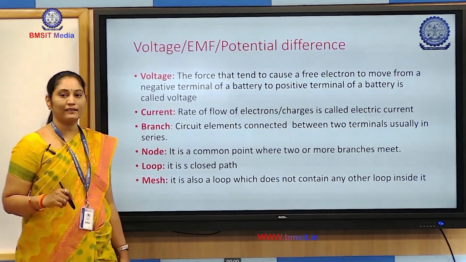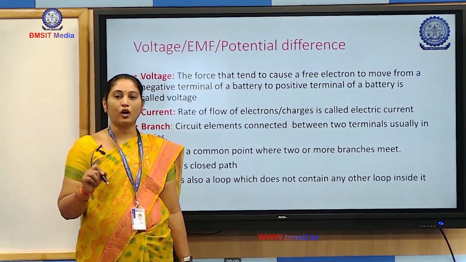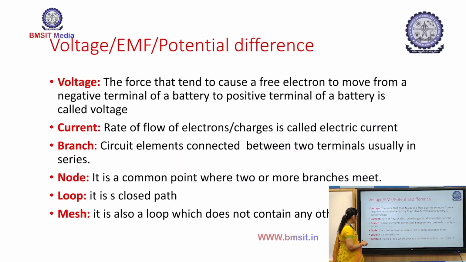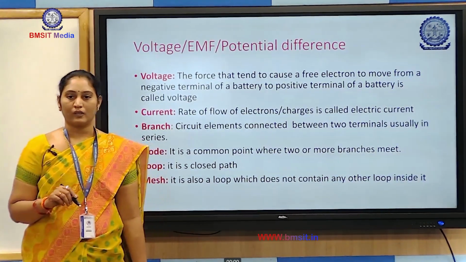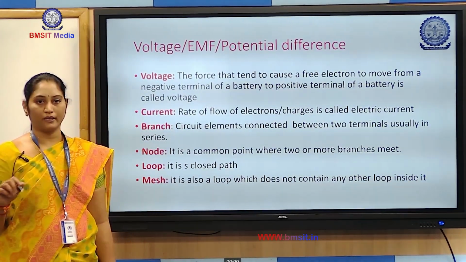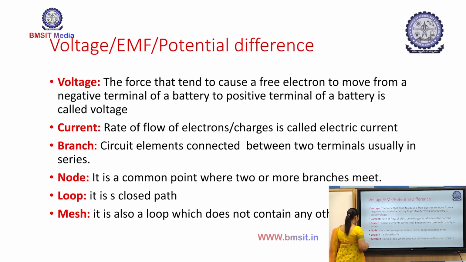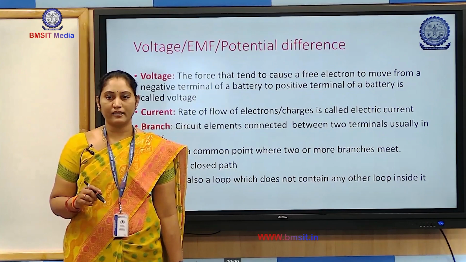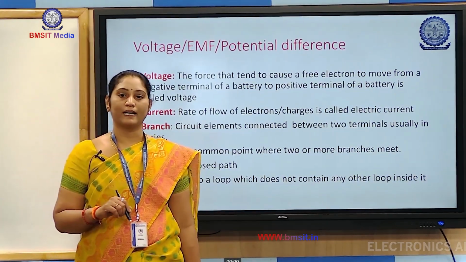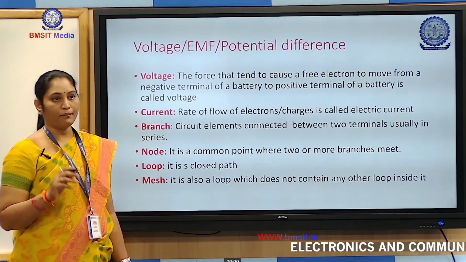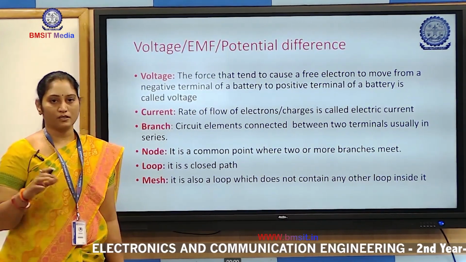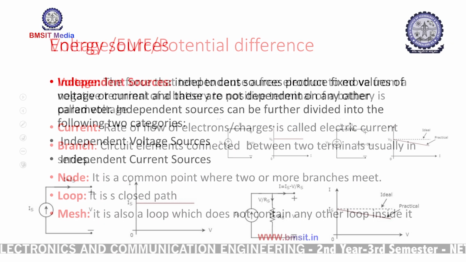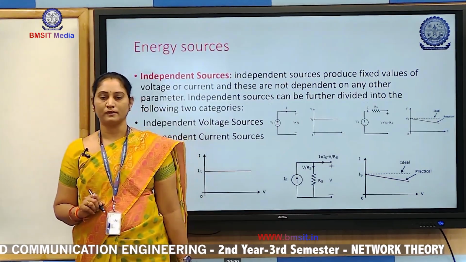When two or more branches are connected together, the common point of these branches we call a node. And a loop is a closed path of the current flow. And a mesh is also a loop, but it doesn't contain another loop inside it. So the very basic loop we call a mesh, and two or more meshes we call a loop.